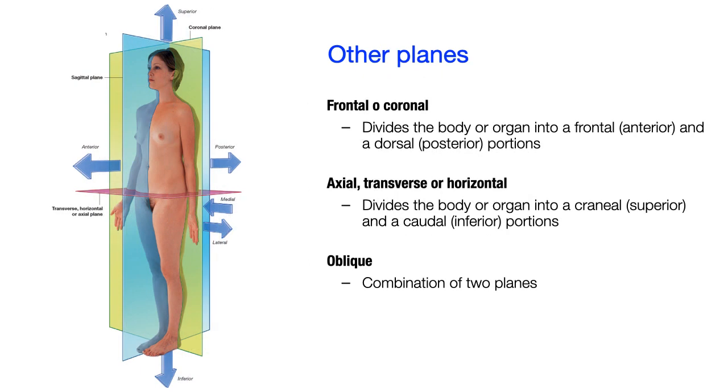Frontal and coronal are synonyms, and such a plane cuts the body into anterior and posterior portions. Here it is represented by the green plane. Axial, transverse, and horizontal are also synonyms and cut the body into upper and lower portions. Here it is represented by the red plane. It's not very easy to see, but it's in the middle of the body.